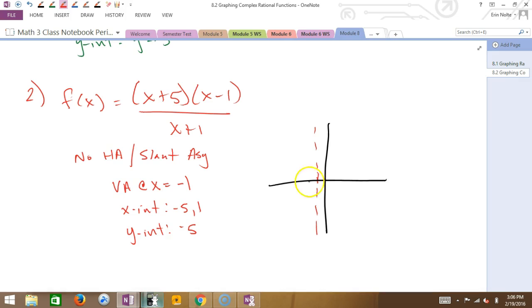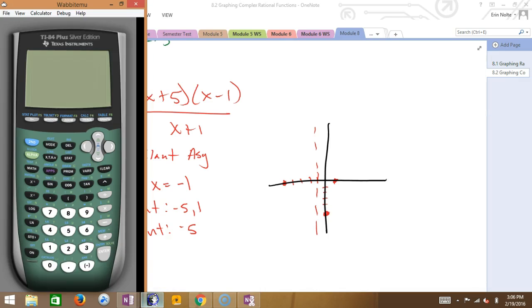So we have x-intercepts at -5 and one at 1. A y-intercept at -5. Okay, so now at this point, you get your calculator out, you plug it in, and you get to use your calculator to figure out what this looks like.